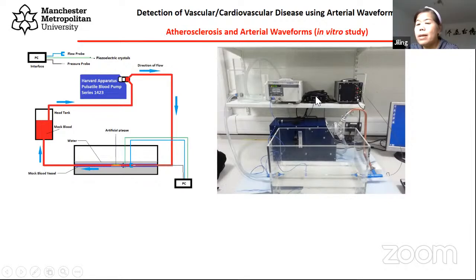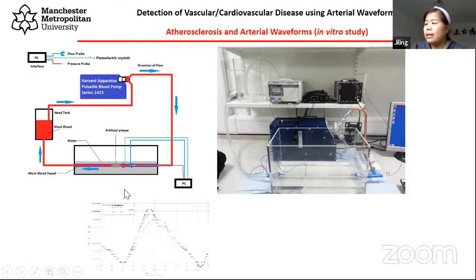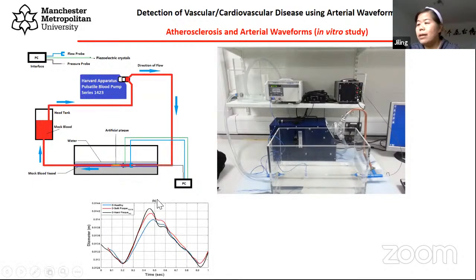This one can be measured: the wall diameter, wall movement or diameters. Then we put the plug in somewhere at some point inside of the artery. Then we can measure the corresponding pressure, velocity, and also the arterial wall movement. Then we can analyze this data. So you can see, we just show this example.